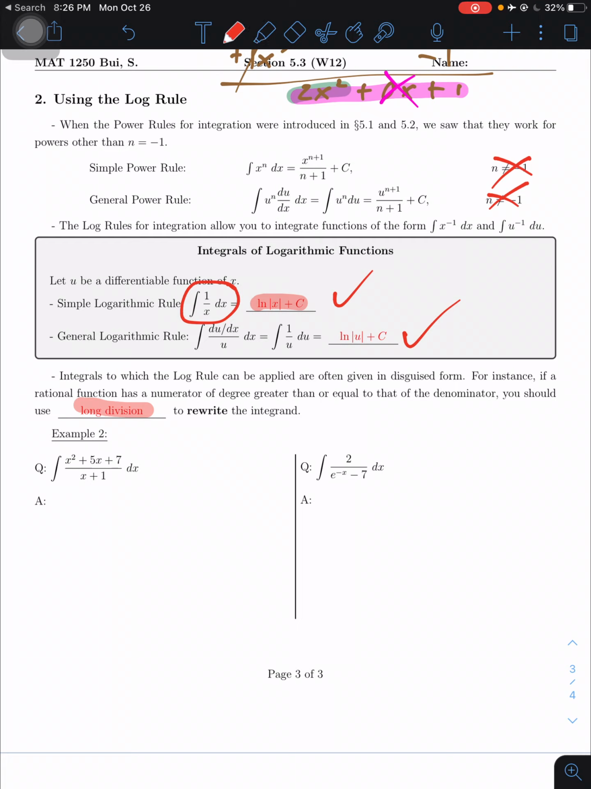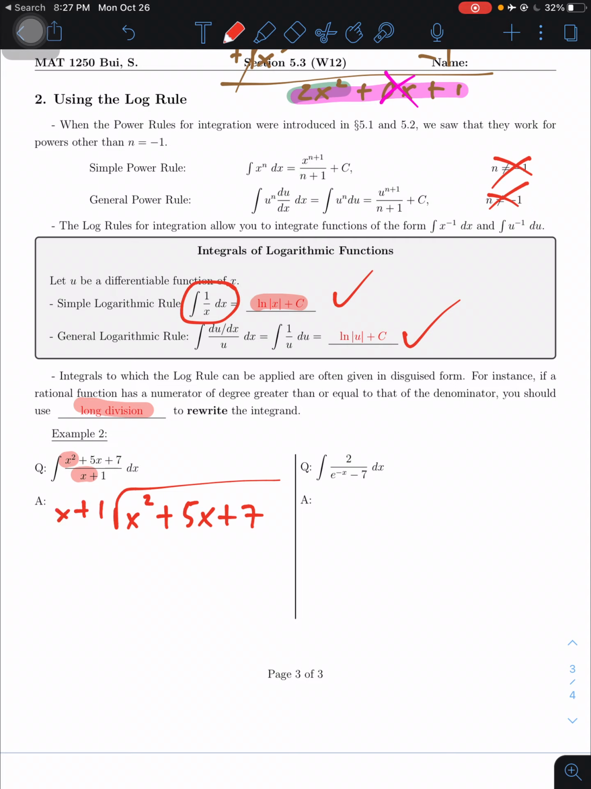So I noticed that my power on the top, I have x squared, and on the bottom I have x, right? So 2 is greater than 1. That means I have to do long division, right? So how can I do it? Well, x squared plus 5x plus 7 will be on my left. And then on my right hand side I'm gonna get x plus 1, right?